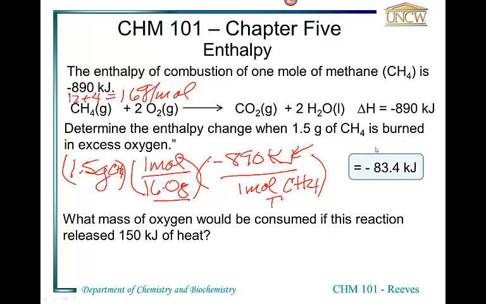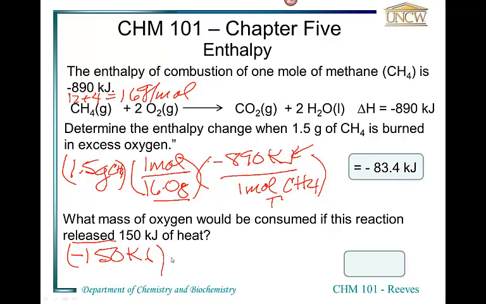What mass of oxygen is consumed if this reaction releases 150 kilojoules? So now we're given an amount of energy that we have produced or want to produce, and we're asked to determine the mass of oxygen that it'll take to do that. So again, we're going to start with what we know, minus 150 kilojoules, minus because it's released. So the system's energy must go down by 150 kilojoules.